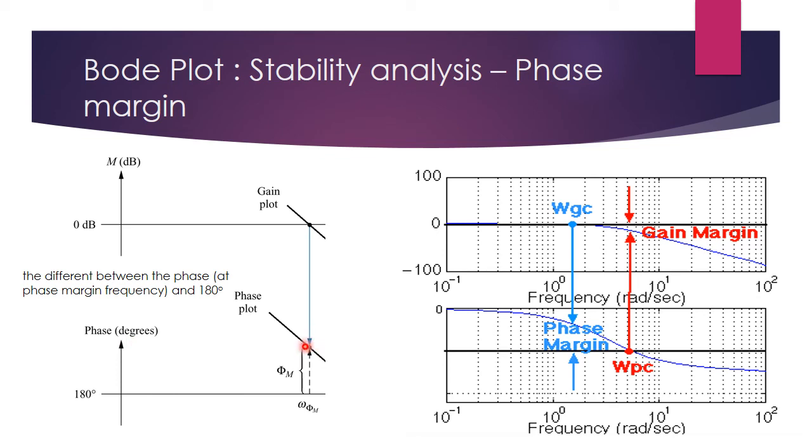The phase margin is the difference of this phase shift and 180 degrees. Why are we interested in this? Let's say we have a phase shift of minus 90 degrees over here. Between minus 90 degrees and minus 180 degrees, we still have 90 degrees. So it shows you how far you are, or how close you are, to instability.